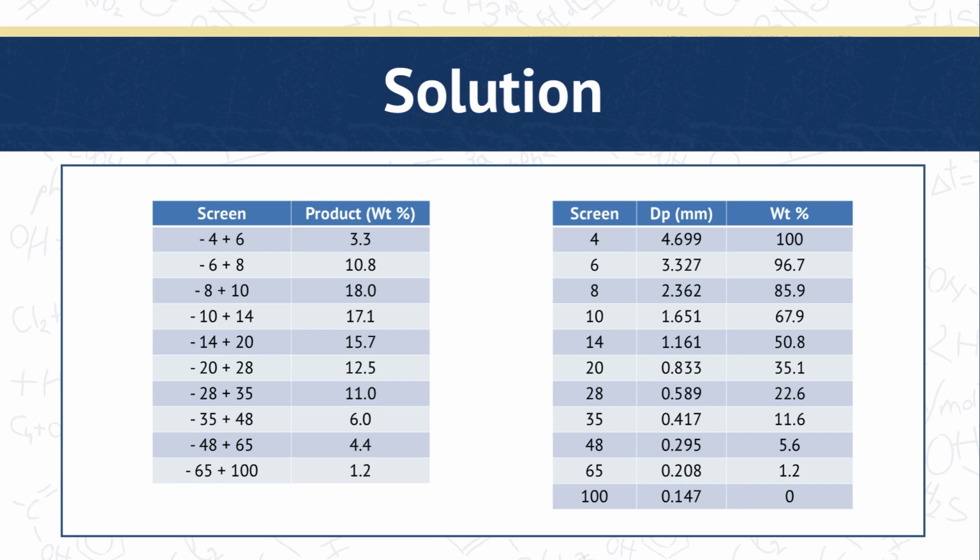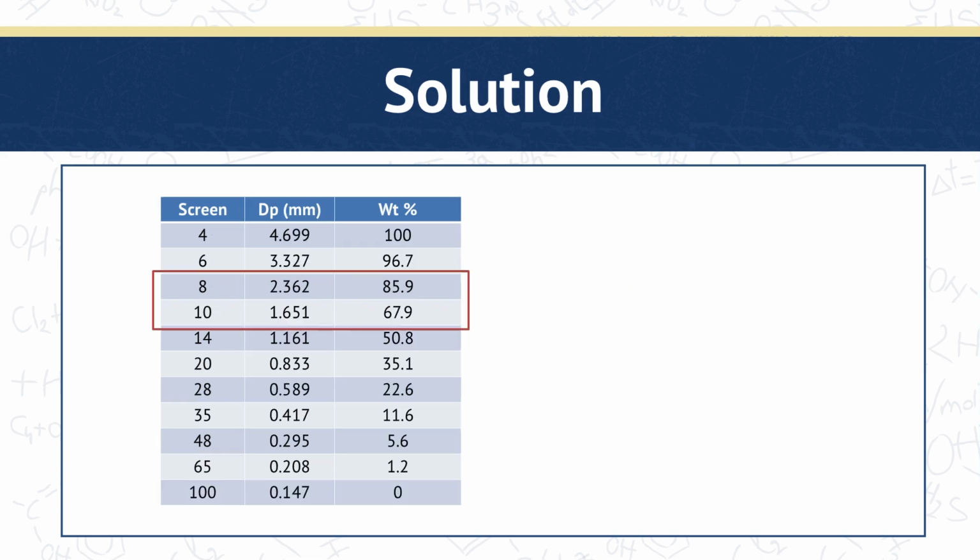Now that we have the cumulative percentage passing, we locate the mesh range where 80% passing occurs. From this table, this falls between two mesh sizes, between 85.9% and 67.9%. We then interpolate between the corresponding diameters to estimate the particle diameter at 80% passing. For this example, we calculate a dp2 value of 2.1290 millimeters. You may also determine the polynomial equation for these data for a more precise answer, but for this example, we'll only interpolate for a simplification of the process.